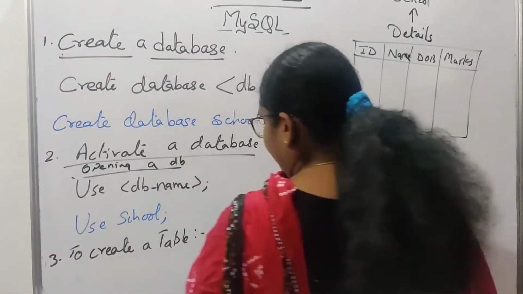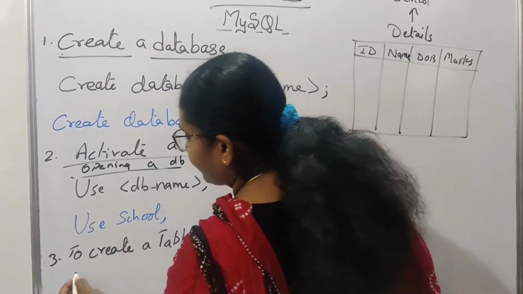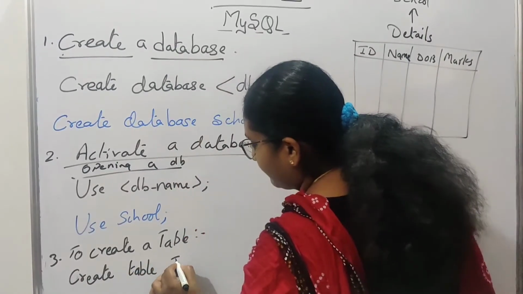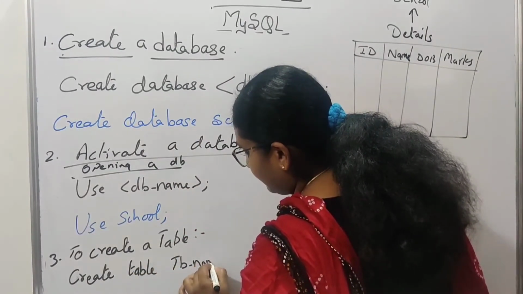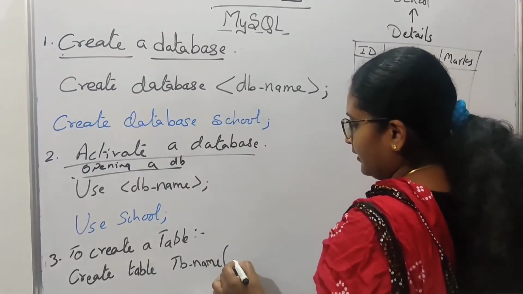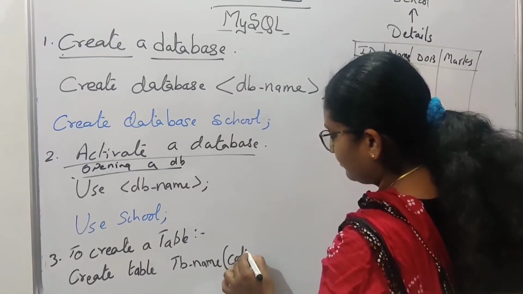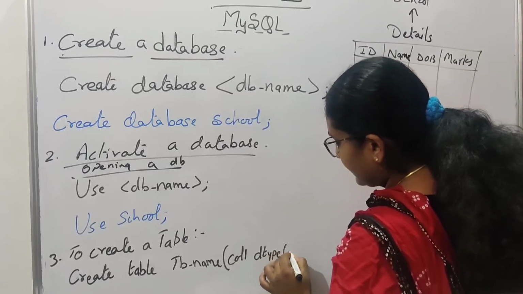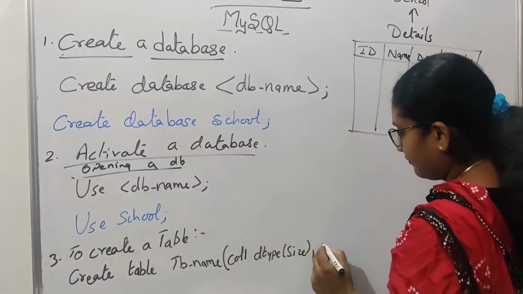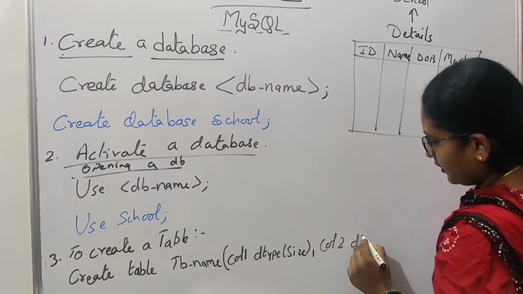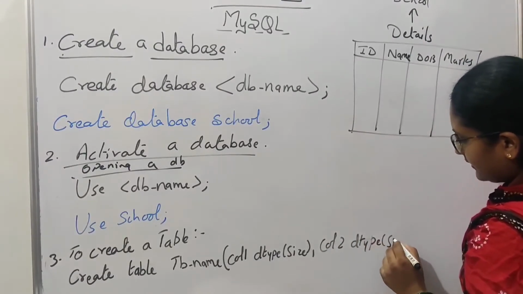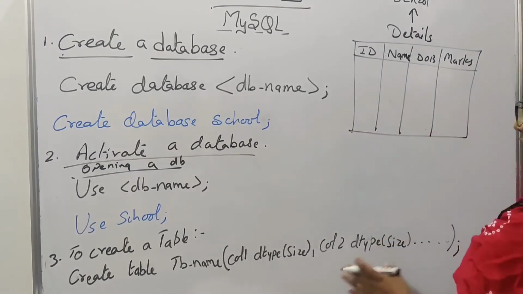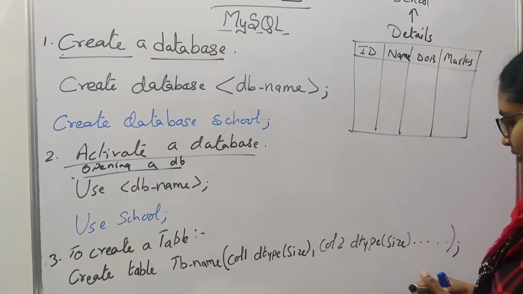Now how do we create a table? This is the syntax I am writing: create table, table name, then a bracket opens. Column 1, data type, size, comma, column 2, data type, size. In the similar way it will go on for however many columns you want, which you have to write down first.